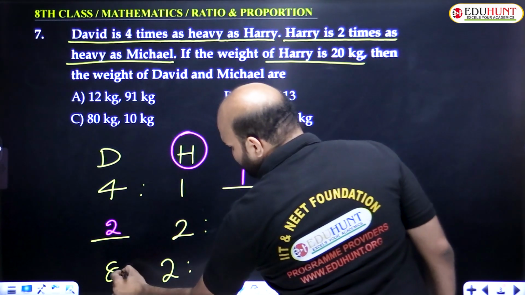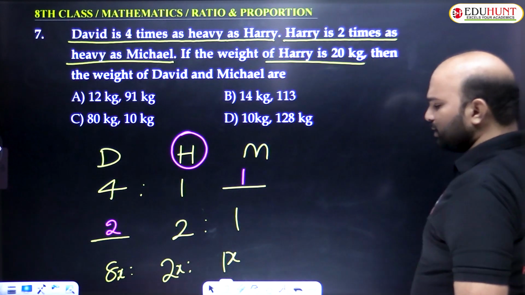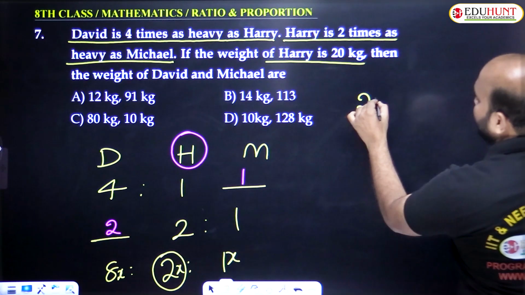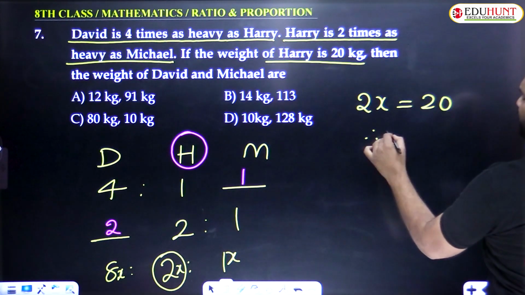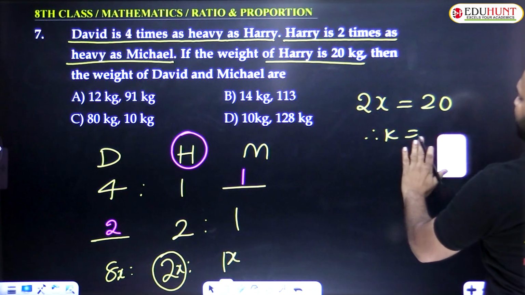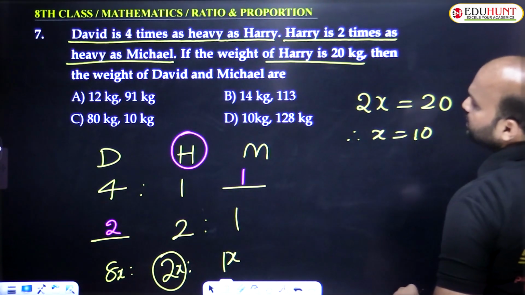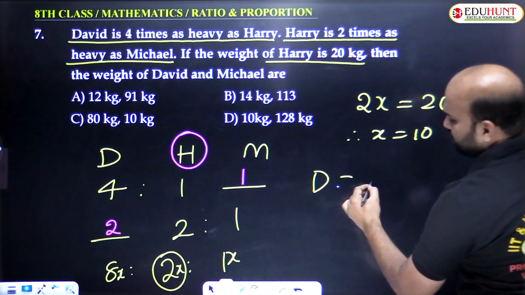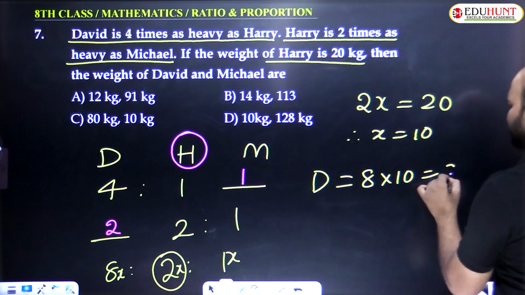The weight of Harry is already given as 20 kgs, so the ratio will be considered as 8x, 2x and 1x. The 2x part indicates Harry's weight, already given as 20 kgs. Therefore x equals 10 kgs. The question asks for the weight of David and Mitchell. David's weight is 8x, nothing but 8 into 10, 80 kg.